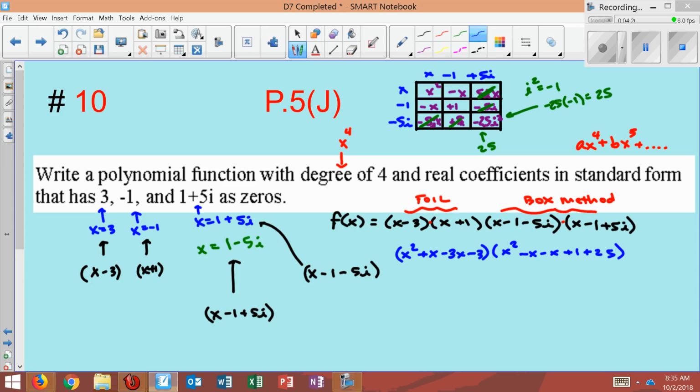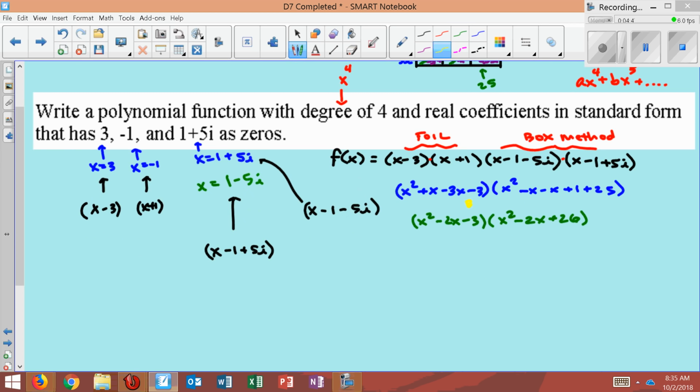That's what I have there. Now let's simplify these. So I'd have x squared minus 2x minus 3, and I'm going to multiply that times x squared minus 2x plus 26. Now I'm going to do another box method for this.